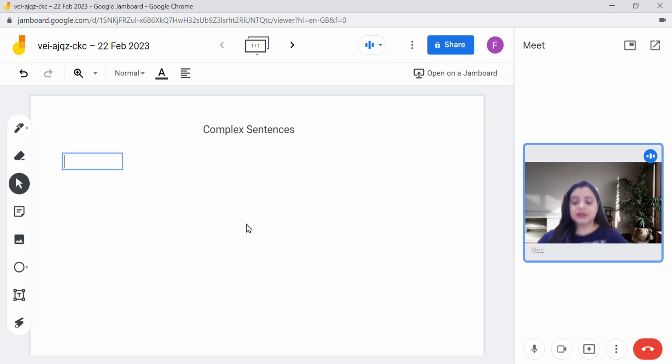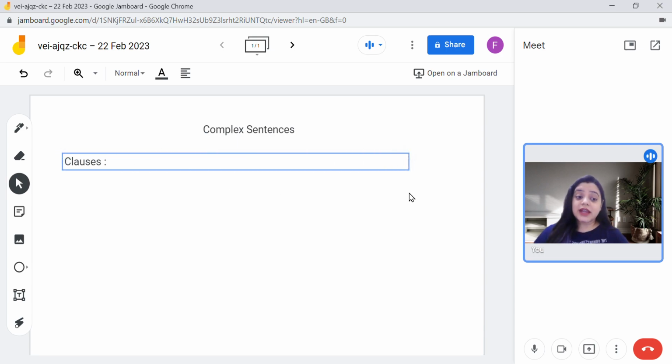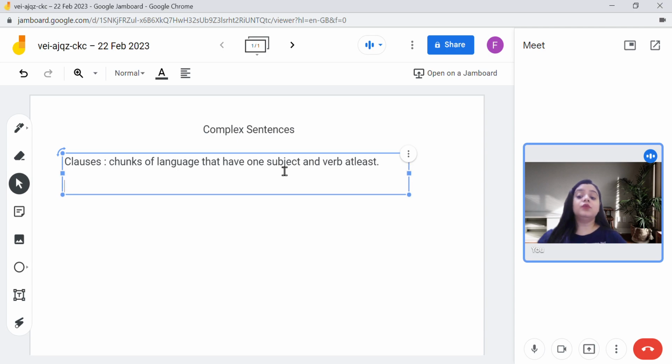So let's talk about clauses. Now you might feel I'm taking you back to standard fifth, but that is what you need right now. So what are clauses? Clauses are chunks of language that have one subject and one verb at least.